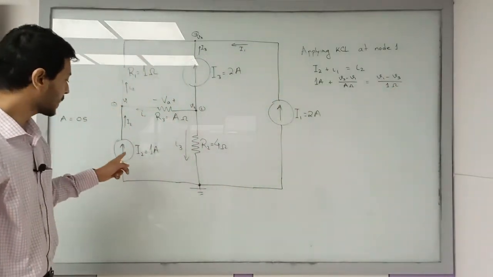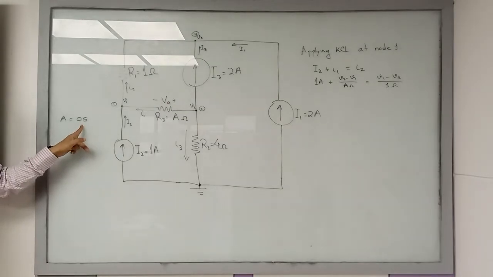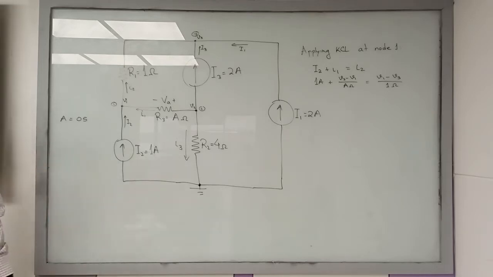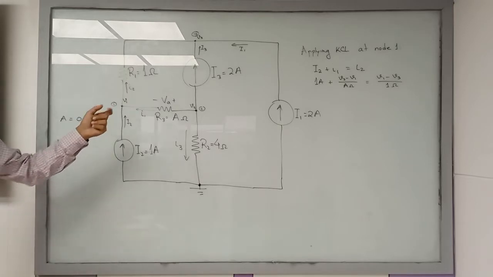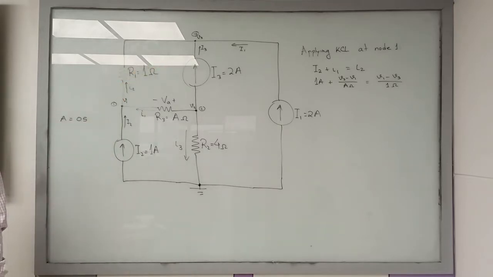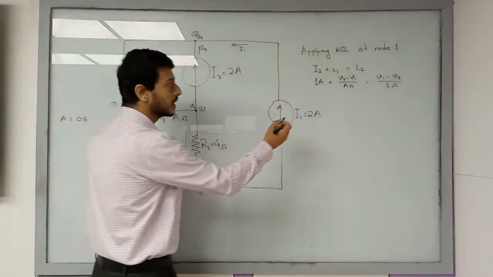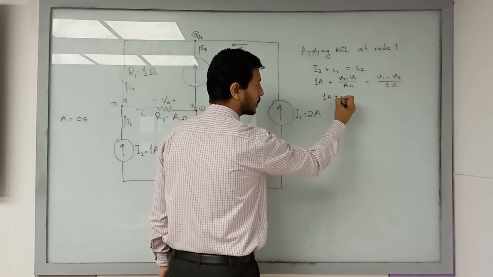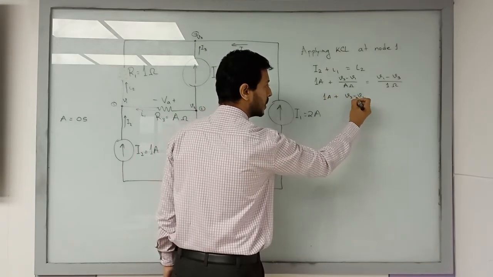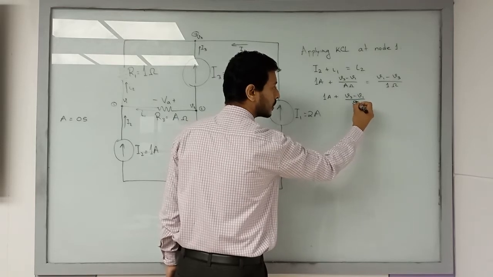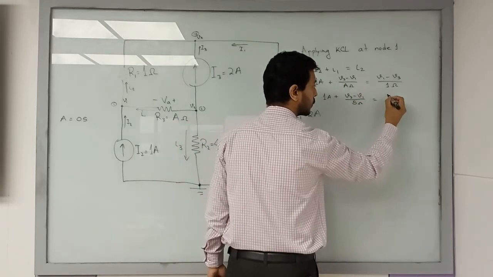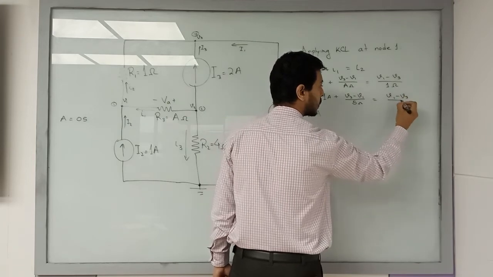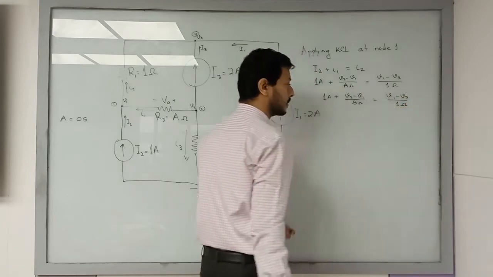Okay, let's say A is equal to 5. I have given you all A numbers, right? So each and every answer should be different. This A number, you have to put it over there. You understand? So if you put it over here, instead of this A, it should be 1 ampere plus V2 minus V1 divided by 5 ohm, right? Is equal to V1 minus V3 divided by 1 ohm. Okay?